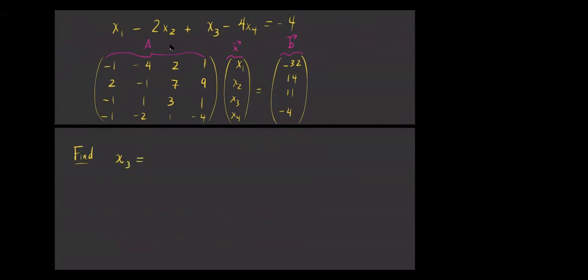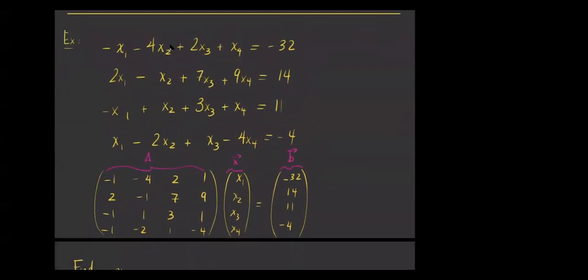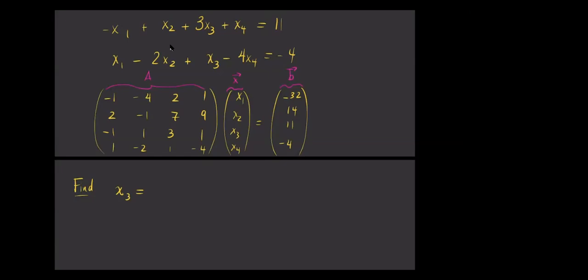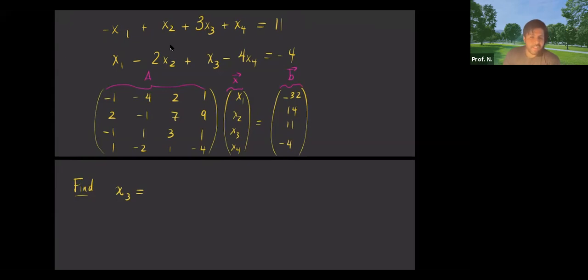Professor, where did you get the negative 1 in the first column, the last one? Oh, you're right. There is no negative 1, just positive 1. Pardon me for that. That's right. Thank you. So according to Cramer's rule, to find just x3 would be what?